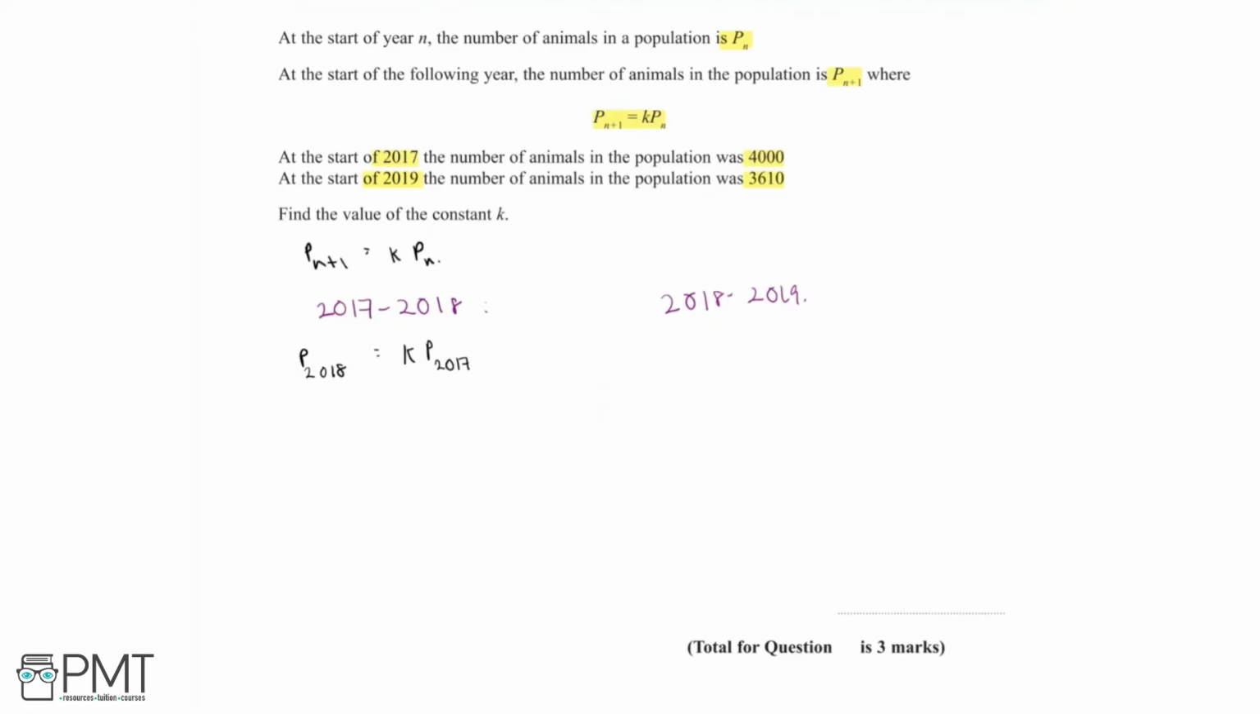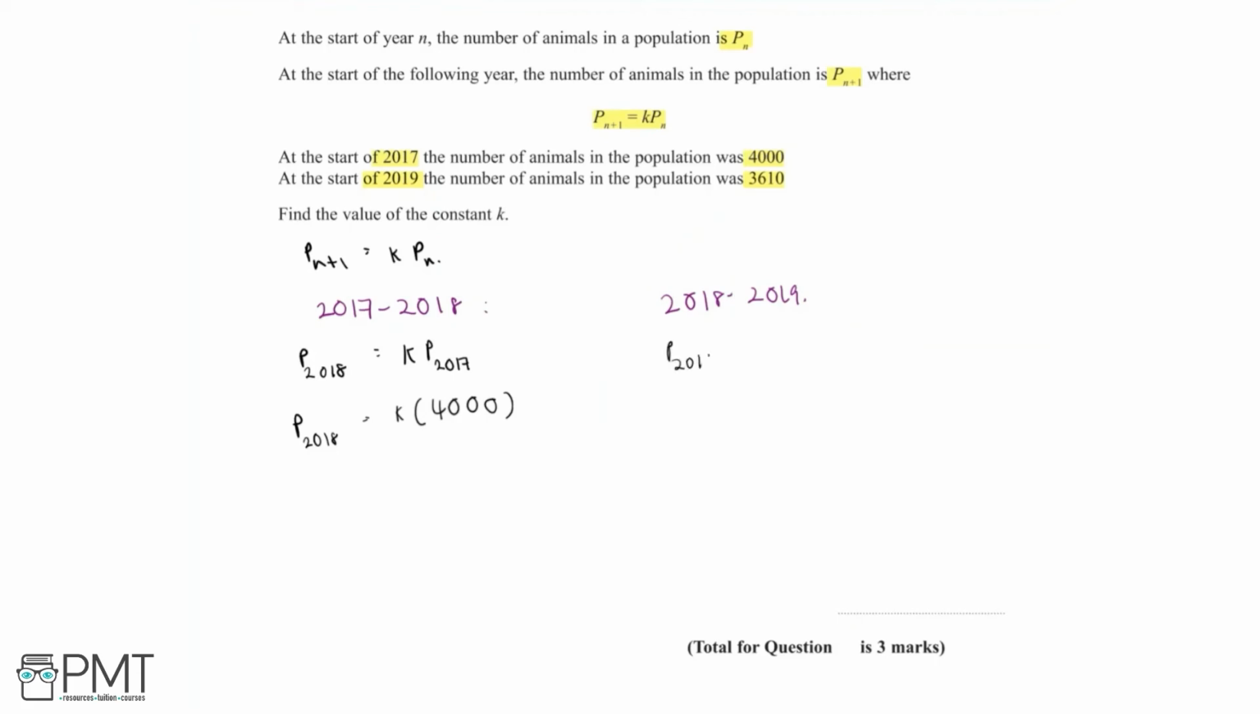We know that the population in 2017 was 4,000, and so we can say that P 2018 is equal to k multiplied by 4,000. Now we don't know the value of the population in 2018, but we're going to have the same unknown when we do the same for 2018 to 2019. And so let's do that here.